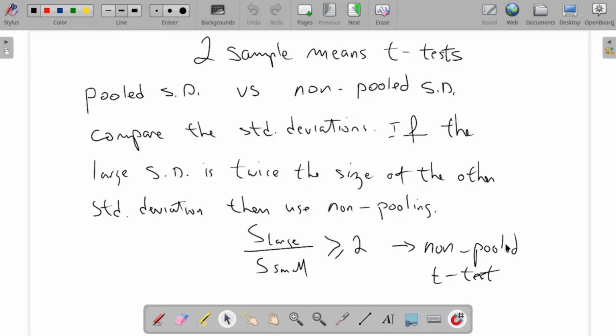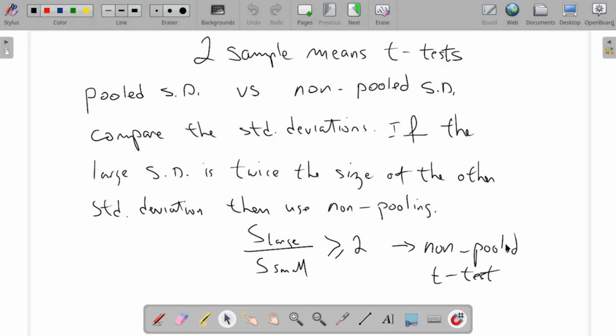Let's talk about the two-sample mean t-test. The most important thing is to determine whether to use pooled standard deviation or non-pooled standard deviation. And the easy way to do that is to compare the given standard deviations.